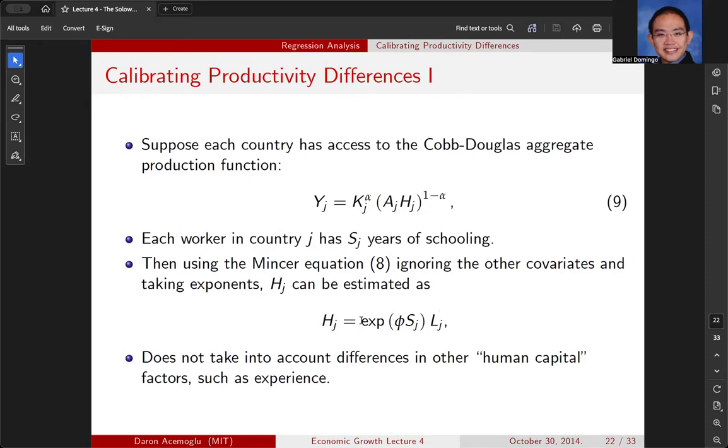So there's this exponent, literally exponent exp, which will shift up and down your endowment of labor based on the number of years of school that the labor force has on average experienced within the country J. So this is just a way to incorporate human capital into this measure of GDP in the Cobb-Douglas aggregate. Okay, next.